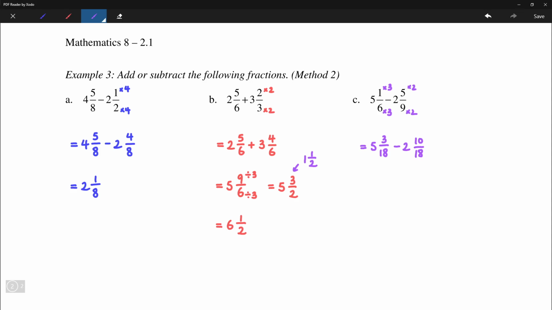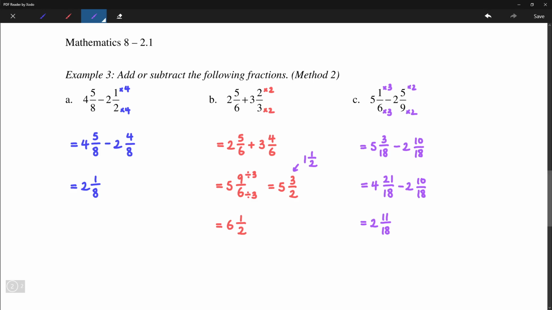So what we can do is borrow 1 from the 5, and that is to say we can rewrite this as 4, and then 18 plus 3 is 21 over 18. Again, we have that kind of improper mixed number in there. But now notice we can actually subtract the whole number part. 4 minus 2 is 2. We can also subtract the fraction parts. 21 minus 10 is 11. So we have 11 over 18 for the fraction parts.